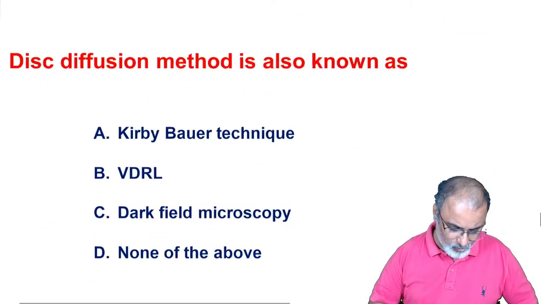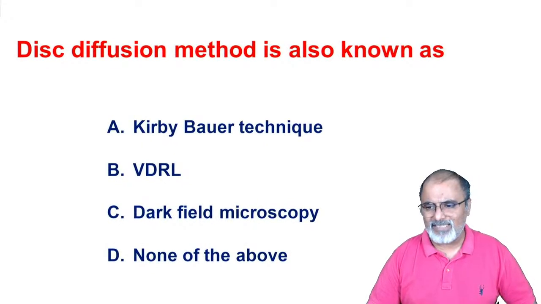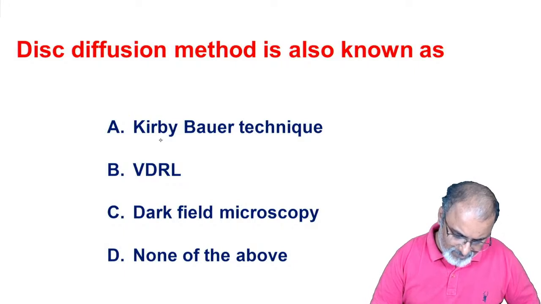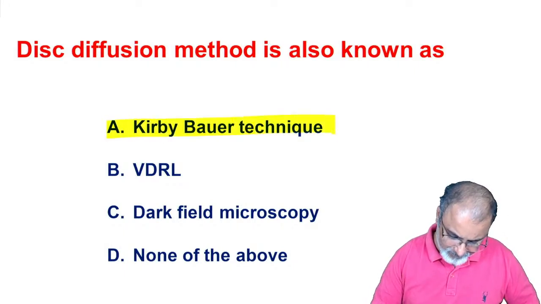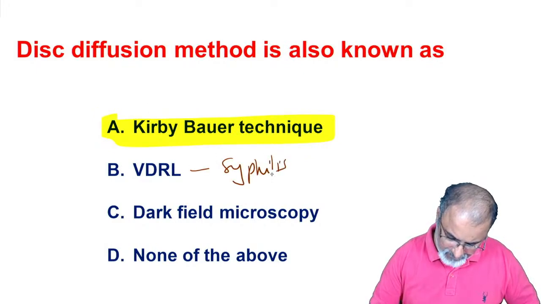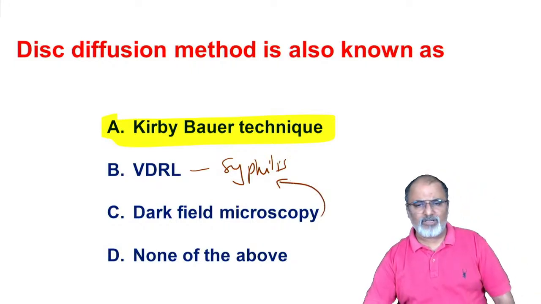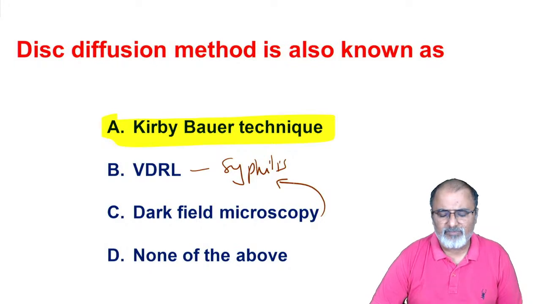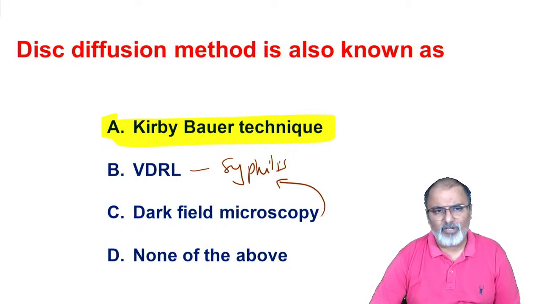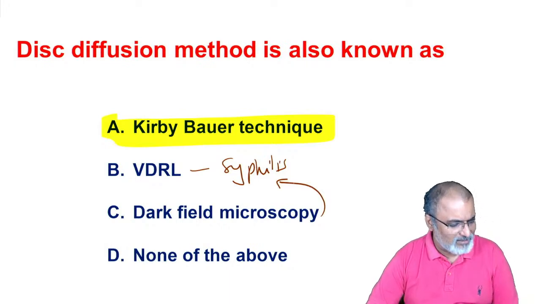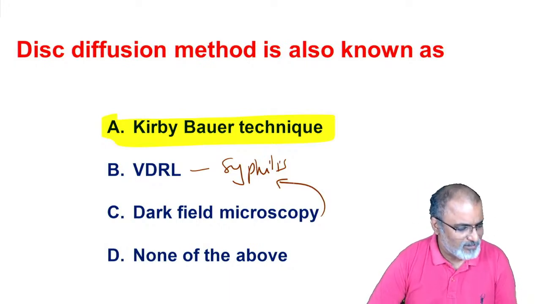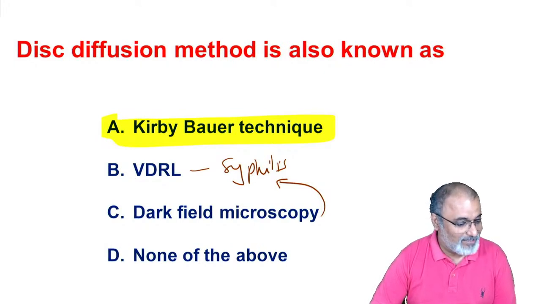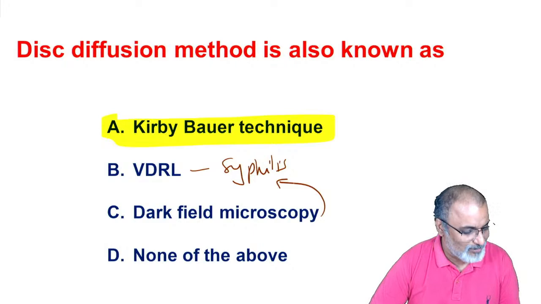Disc diffusion method is also known as, we call it as Kirby-Bauer method. VDRL for syphilis. Dark field microscopy also, we can use for syphilis or any other thin organisms. Kirby-Bauer method is nothing but the disc diffusion method. Yes, Amrita, perfect. Dinger ring you can see in EMJH medium. You are going very deep, Swaraj.